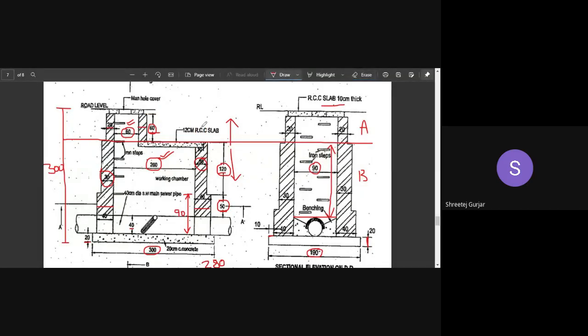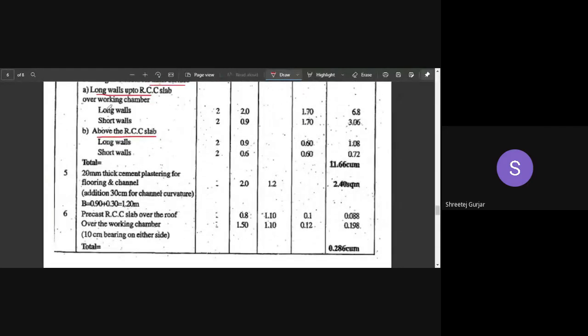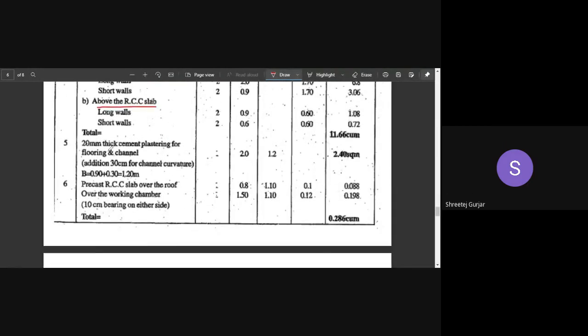Okay, so plastering work is done. Now what is left out? Above long wall, below long wall is done. Then 20 centimeter cement plastering for flooring and channel. Okay, for flooring and channel, what have they done? Additional 30 centimeter for channel curvature, meaning we have a channel which has curvature, right? Which is in circular form. So for that we will consider 30 centimeter extra.